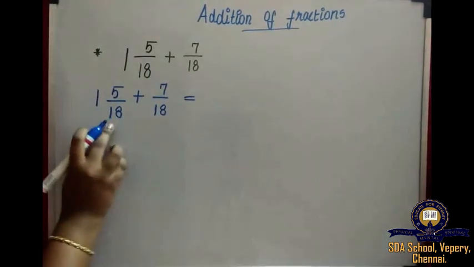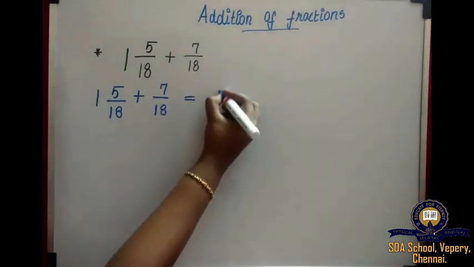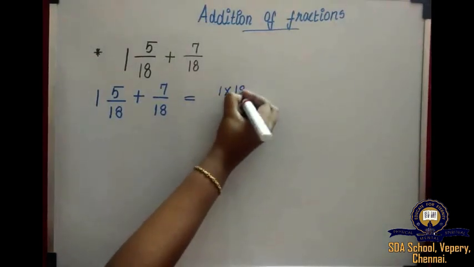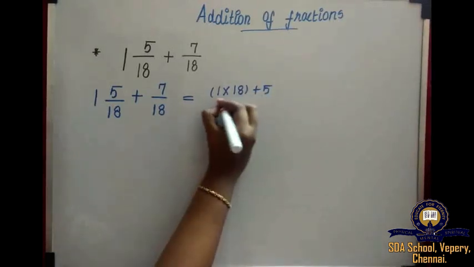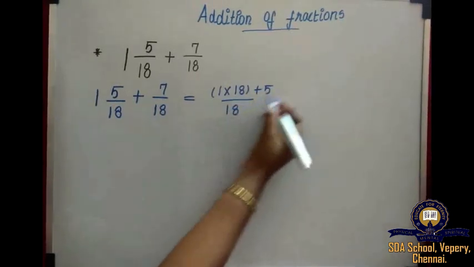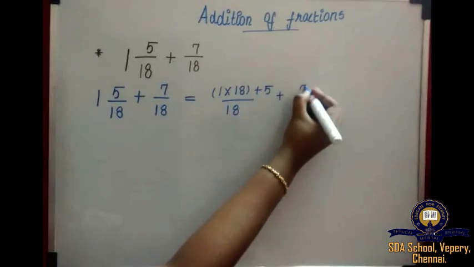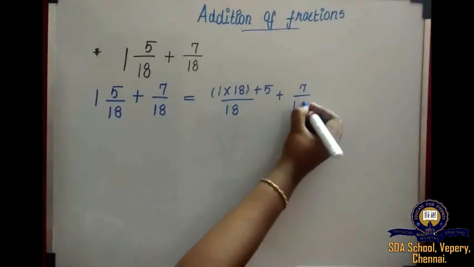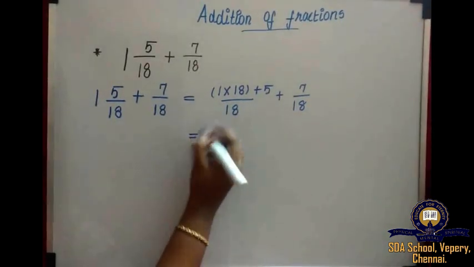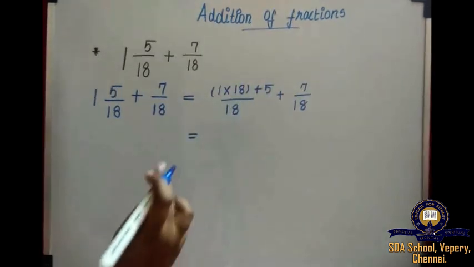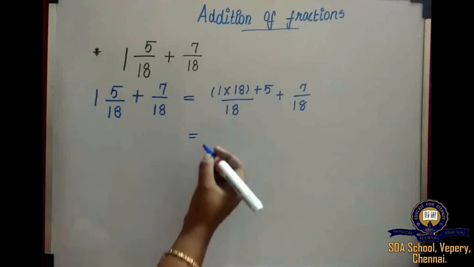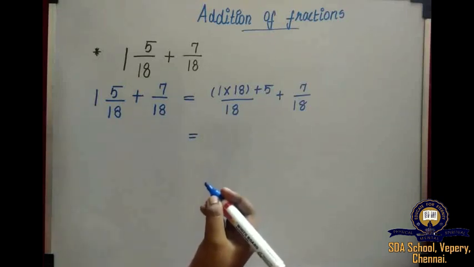So it is 1 into 18 plus 5 divided by 18 plus 7 by 18. So 1 into 18 is 18 plus 5 will give you 23.